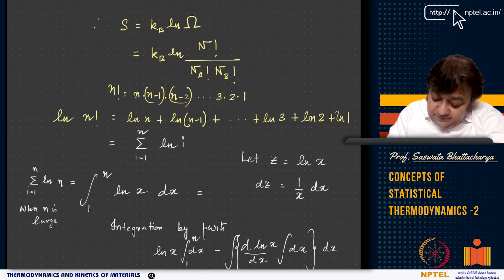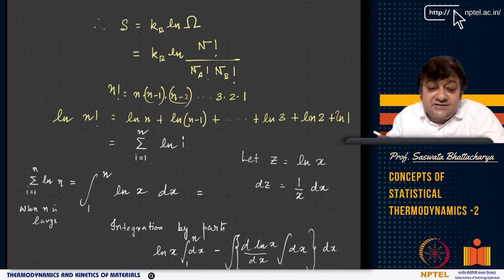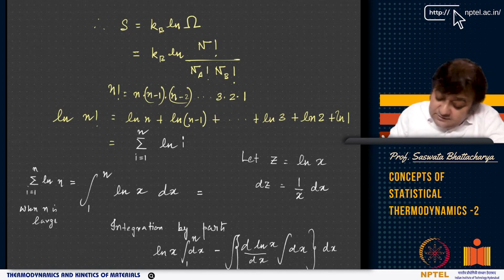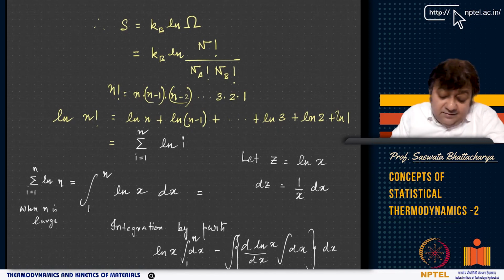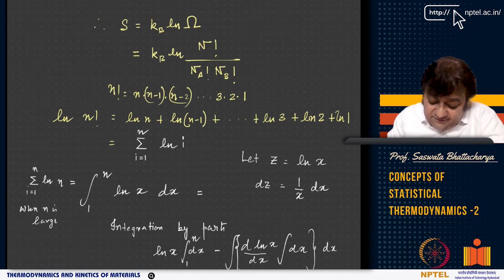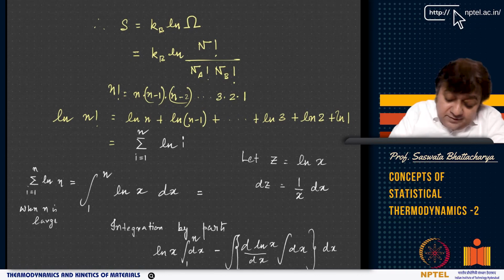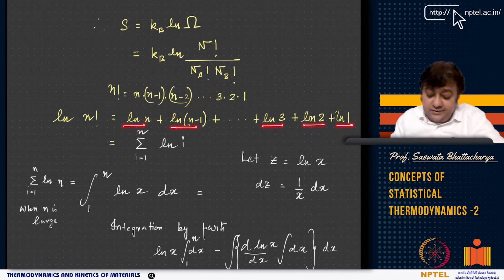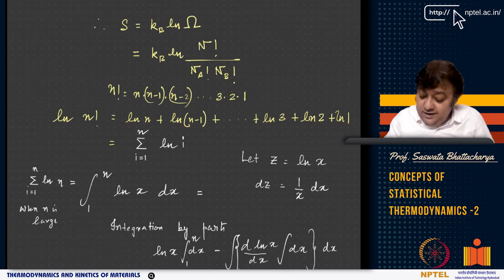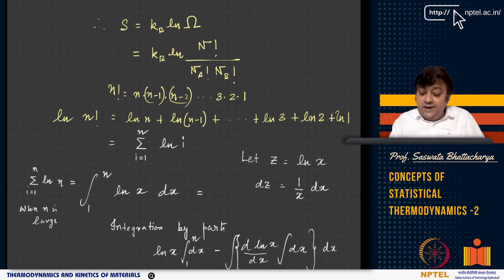I have just given the formula, n times n minus 1 times n minus 2, and it continues up to 1, right? Now ln of n factorial, this is called Stirling's approximation. So I will derive Stirling's approximation. If I just have to give the logarithm of n factorial, what do I get? I get ln n plus ln n minus 1 plus ln 3, ln 2 and ln 1, right? Or basically the sum from i equal to 1 to n of ln i, right?